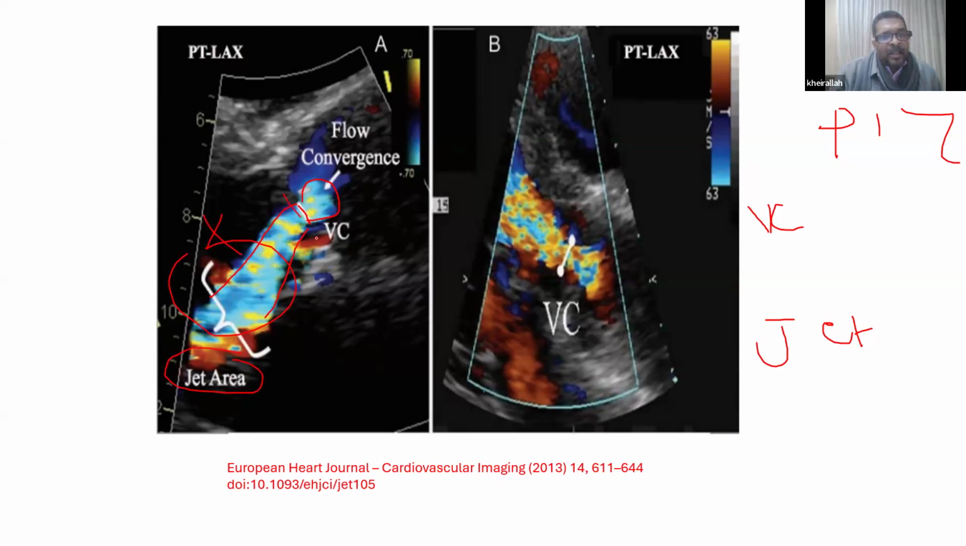What is accurate is the initial half of the jet, which is the vena contracta and the flow convergence, before it gets contaminated with the receiving chamber. Therefore when we discuss regurgitation, we are going to focus on the vena contracta and the flow convergence. We will also explain how the jet area is meaningful sometimes, but remember the accuracy of the jet evaluation is lost as it dives into the receiving chamber. The accuracy relates to the original part of the jet, which is the flow convergence and this one.